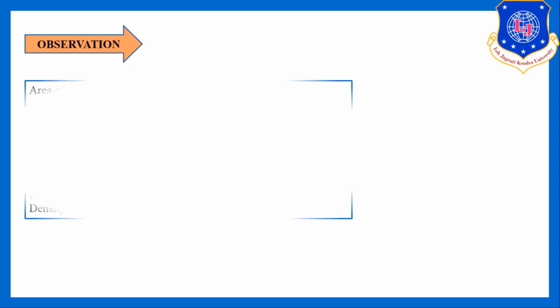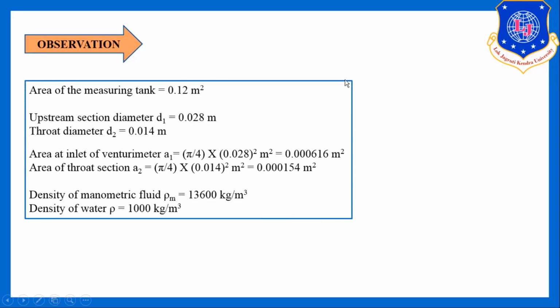Now, in the observation part, the area of the measuring tank is given as 0.12 meter square. Upstream section diameter D1, that means the converging section diameter, is given, which is 0.028 meter. And the throat diameter D2 is given as 0.014 meter.